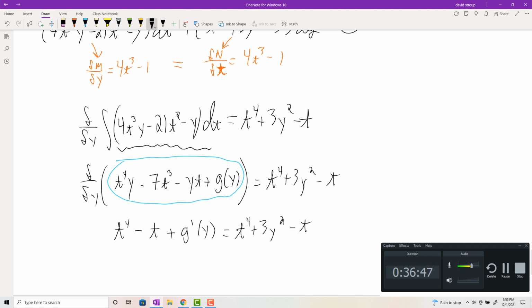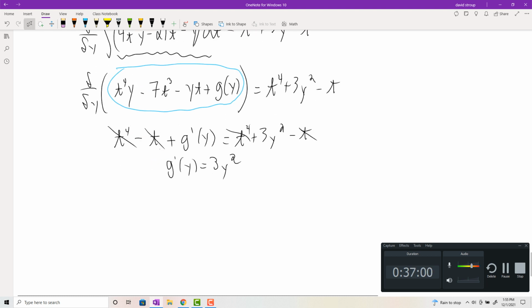So the t to the fourth will cancel, the t's will cancel, and you just get g prime of y, a differential equation, right? g prime of y equals 3y squared. Integrate both sides with respect to y, and you get g of y equals 3y cubed over 3, which is y cubed, plus some constant.